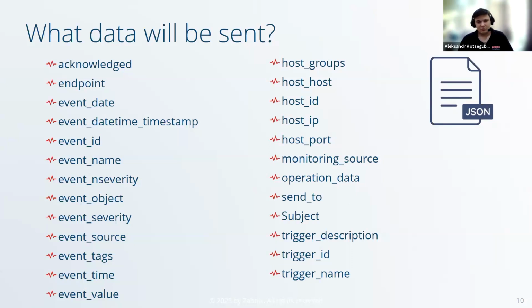At the current moment, the most important thing for you is understanding that data will be sent in JSON format, and the set of fields will be the same with each event. You don't need to check the availability of fields, because if event tags are empty in the event, this field event tags will still be in the data, just empty, like the current tags in the event.